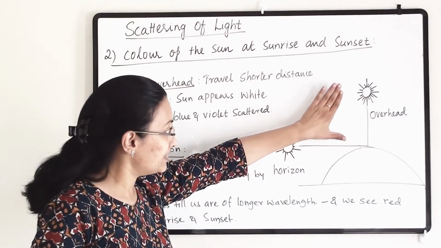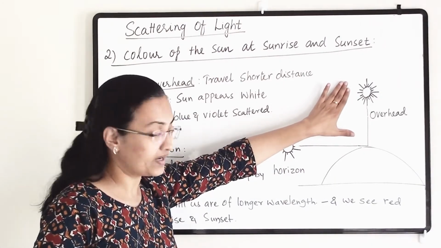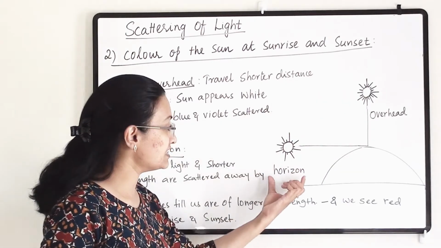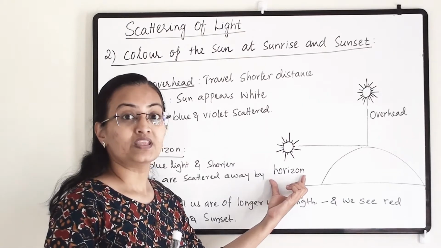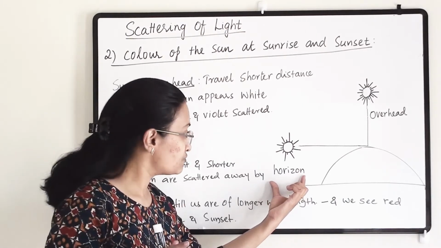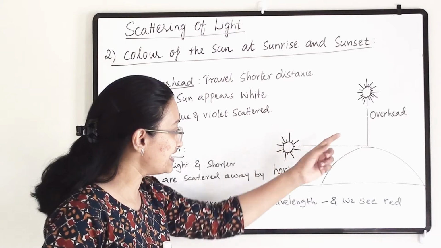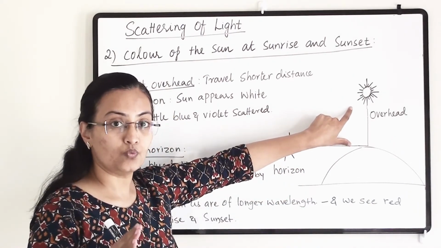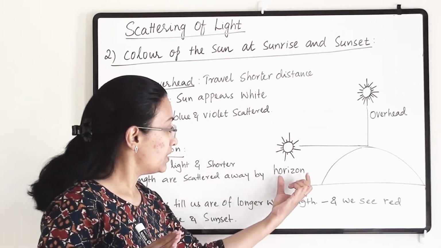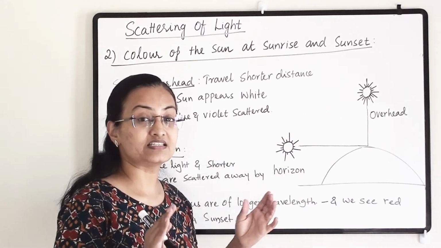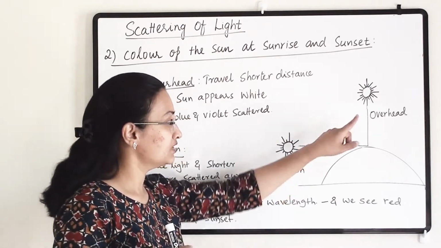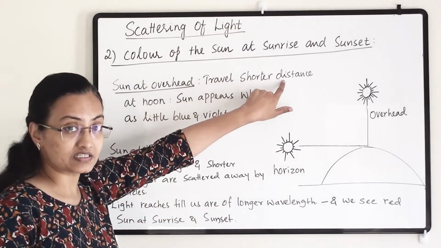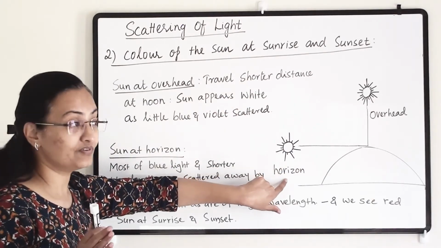So consider when the sun is overhead and when the sun is at the horizon. At noon, when the sun is overhead, the distance from sun to earth is comparatively less than when the sun is at the horizon, because we know that Earth is not a complete sphere. So that's why this distance will be less compared to this distance. So the sun will be relatively near to us when it is overhead. But when it is at the horizon, it is relatively far compared to the afternoon's position. So at noon, the sun rays travel a shorter distance compared to when the sun is at the horizon.